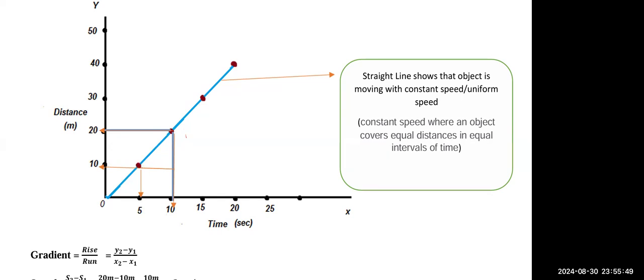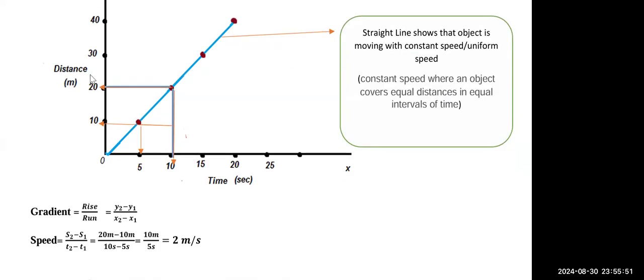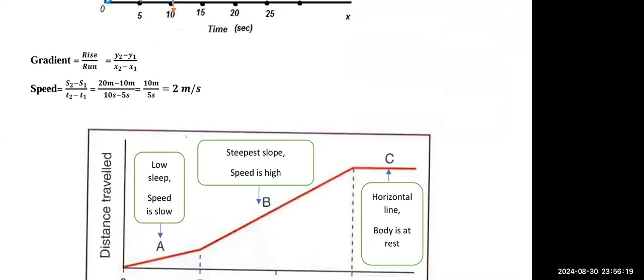Y2 is 20 meter minus y1 is 10, x2 is 10, x1 is 5. 20 minus 10 is equal to 10 meter divided by 5. You will find 2 meter per second. It means your body is moving with 2 meter per second speed. So gradient represents the speed. That's why I have written it here. It is the speed of the moving object.